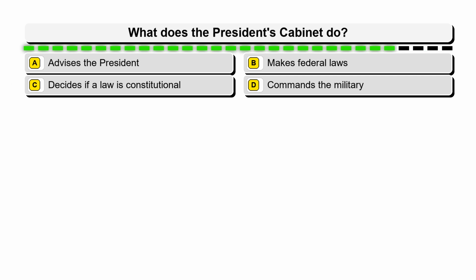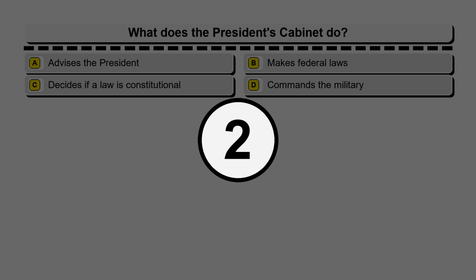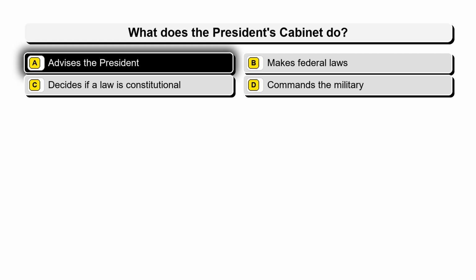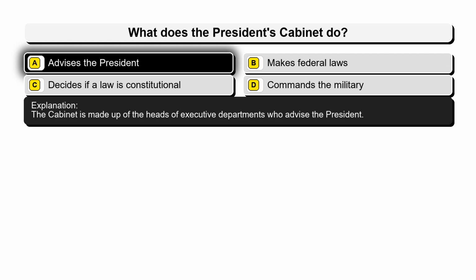Question 75. What does the President's cabinet do? Option A, advises the President. Option B, makes federal laws. Option C, decides if a law is constitutional. Option D, commands the military. The correct answer is option A, advises the President. The cabinet is made up of the heads of executive departments who advise the President.